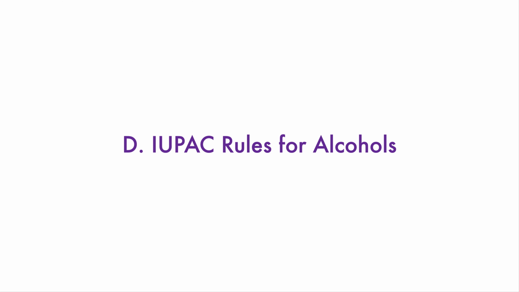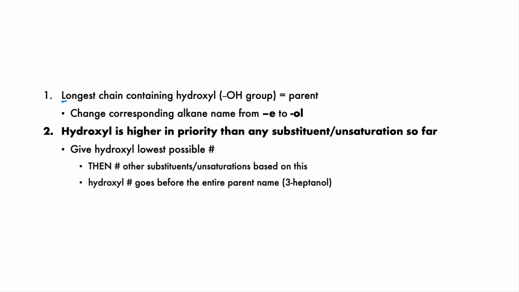The IUPAC nomenclature of alcohols is very important. The longest chain containing the OH group is the parent chain. OH is called a hydroxyl group. It may not be the longest chain overall, but it must contain the hydroxyl. Change the E ending of the corresponding alkane to OL.